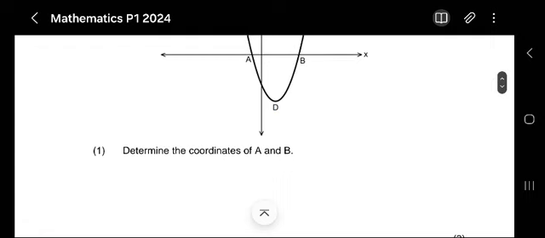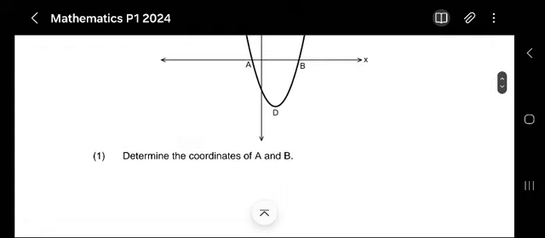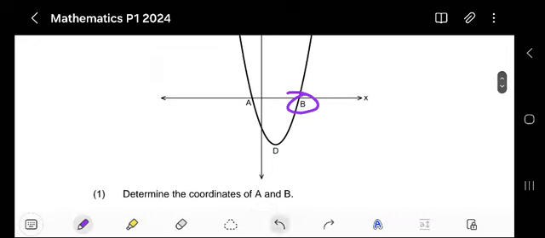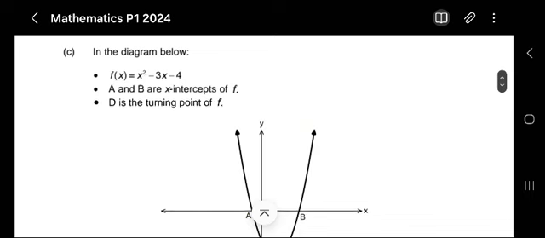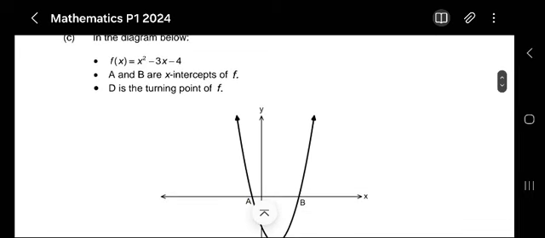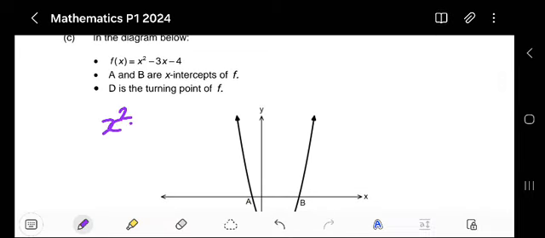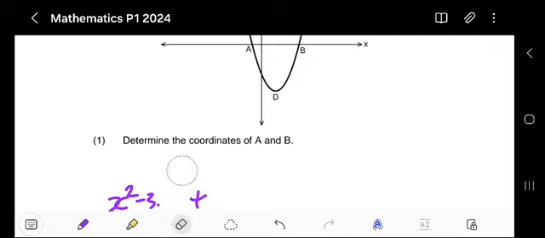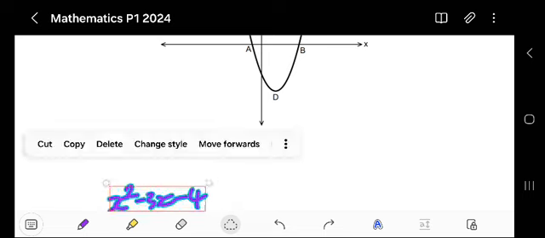Then A says determine the coordinates of A and B, which is, remember, these are our x-intercepts. At the x-intercept we know y is equal to 0. So we are given x squared minus 3x minus 4. So this is our equation. What I'm doing, this is simply just our equation.